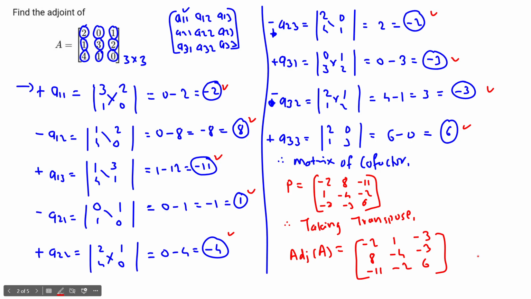In this way you can find the adjoint of any 3 by 3 order matrix. In 2 by 2 order you have to apply the formula, but in 3 by 3 you can find the cofactors by using determinants.